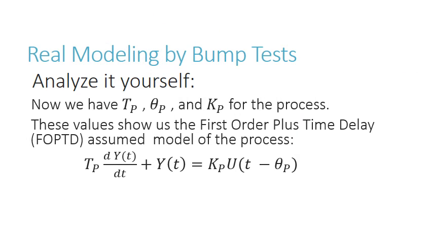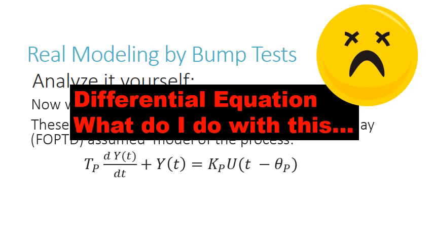Well, now we have our time constant, our process dead time, and our process gain. So what are we going to do with it? Well, what we're working on here is an assumed model. When we started this analysis, we assumed that the process we were looking at follows the dynamics described by this equation here. It's a first order differential equation, as you can see. But now the question I have is, what are we going to do with this? I mean, okay, great, we have an equation and we assumed it, but now what?